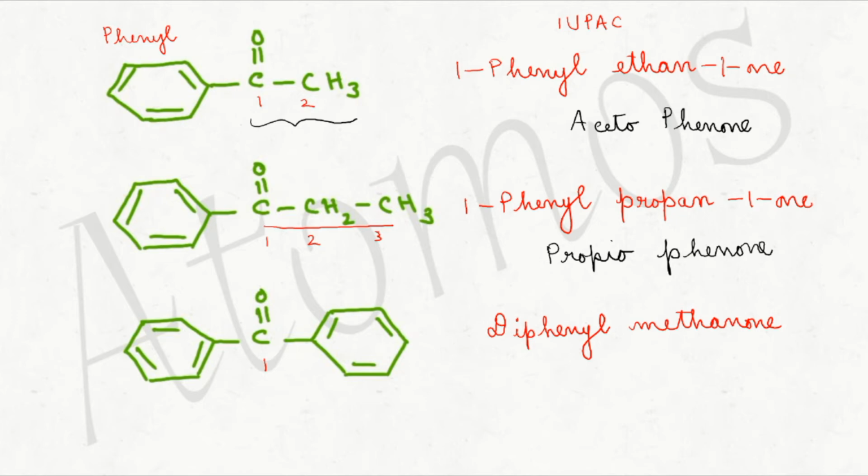Understood? What about this one? Here also a benzene ring is attached to the keto group. In this case also the name of the compound will be ending with phenone. Then you will have to think about which group is this one.